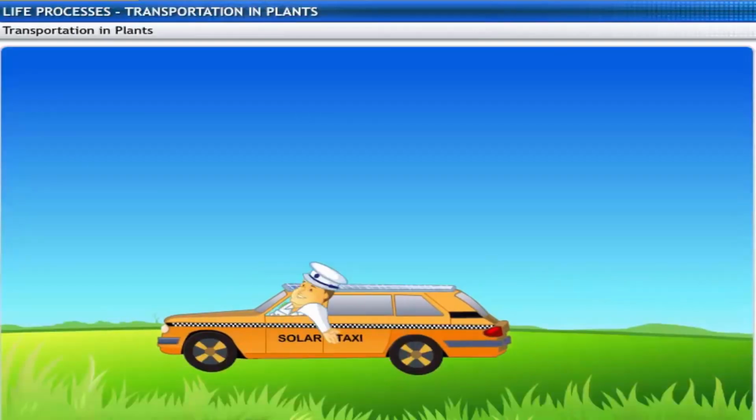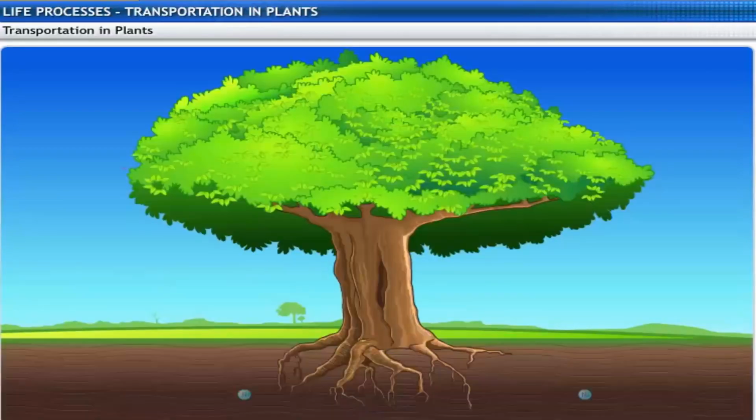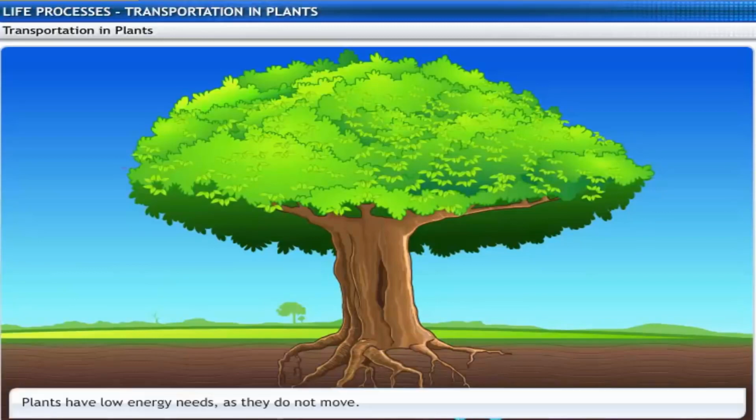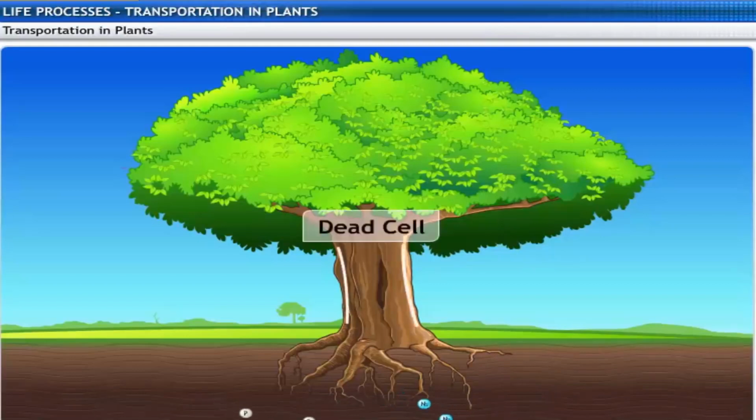Let me give you some tips about cars. The energy needs of cars differ with its design. In fact, this holds true for plants as well. Plants have low energy needs as they do not move. Therefore, plant bodies have a large proportion of dead cells. As a result, plants can survive with slow transport systems.